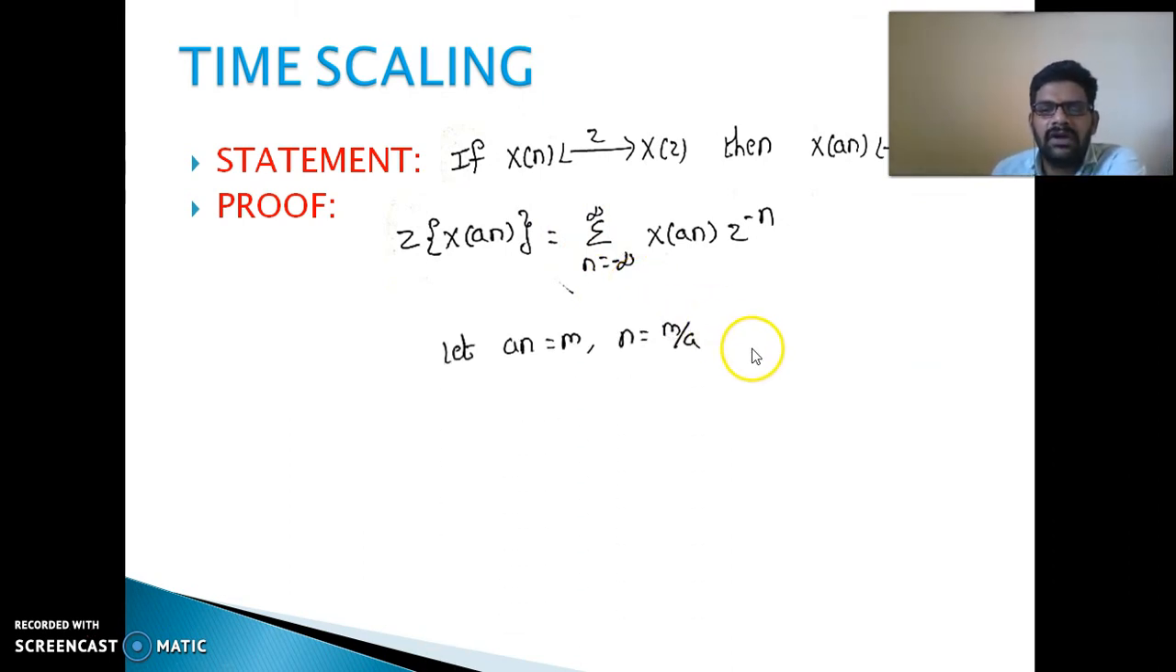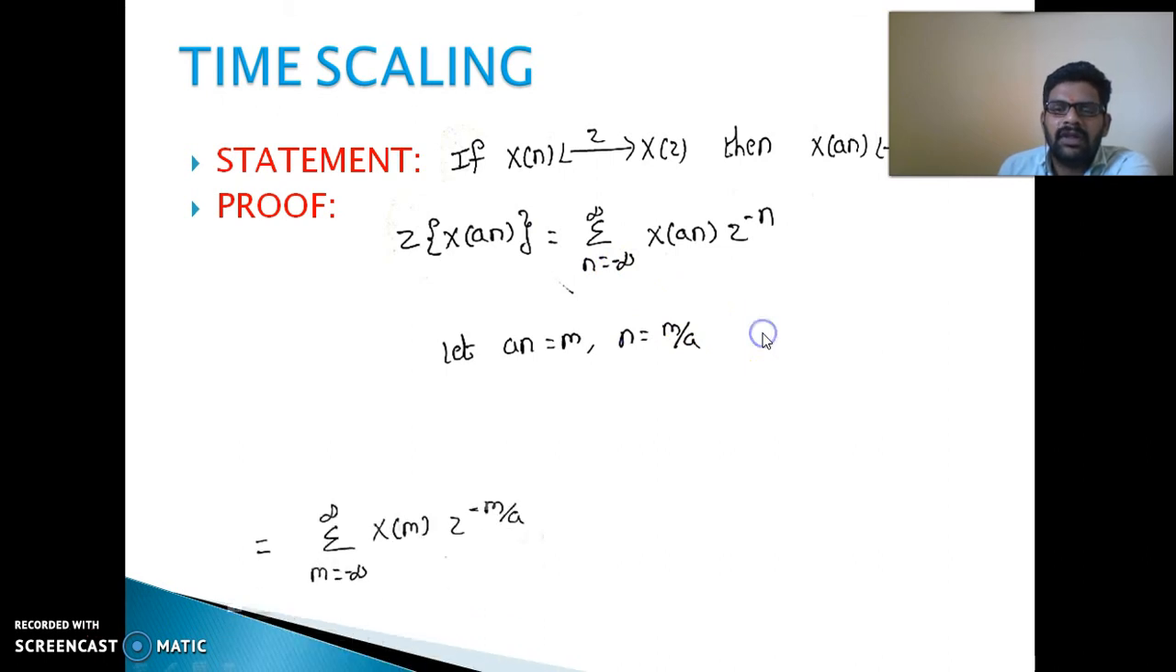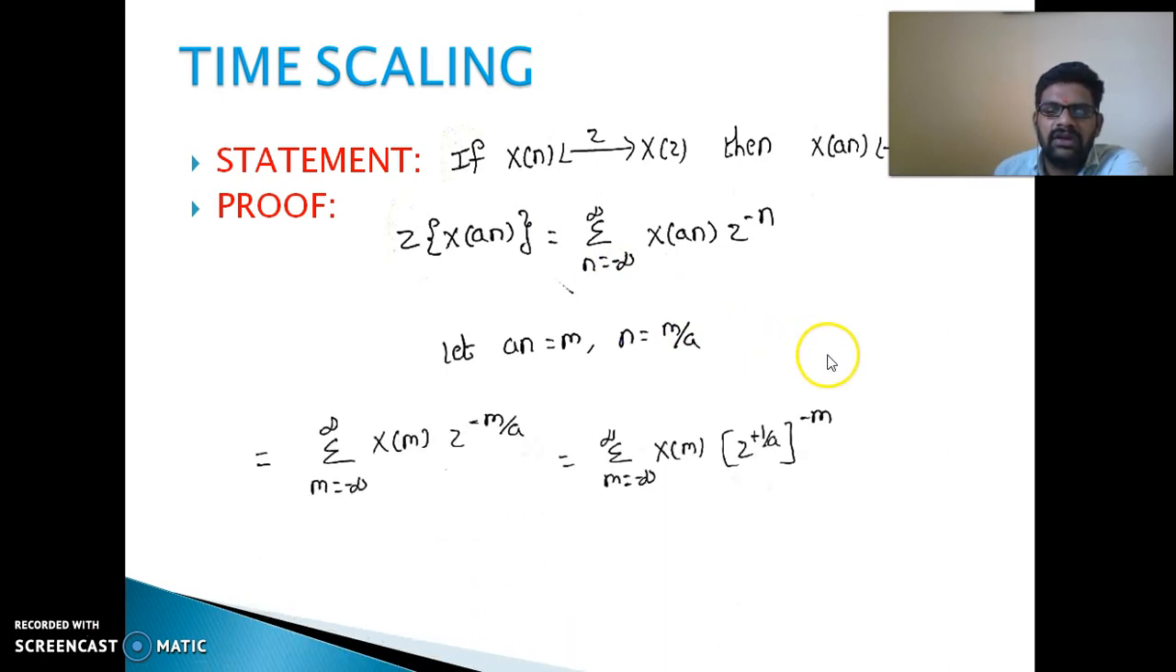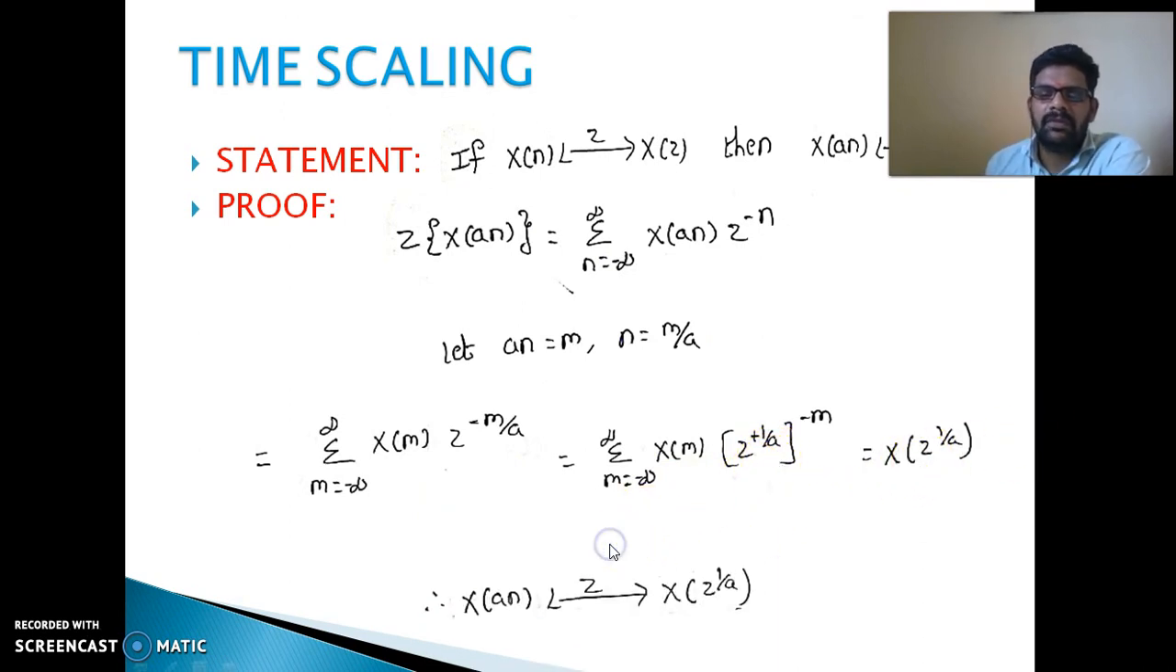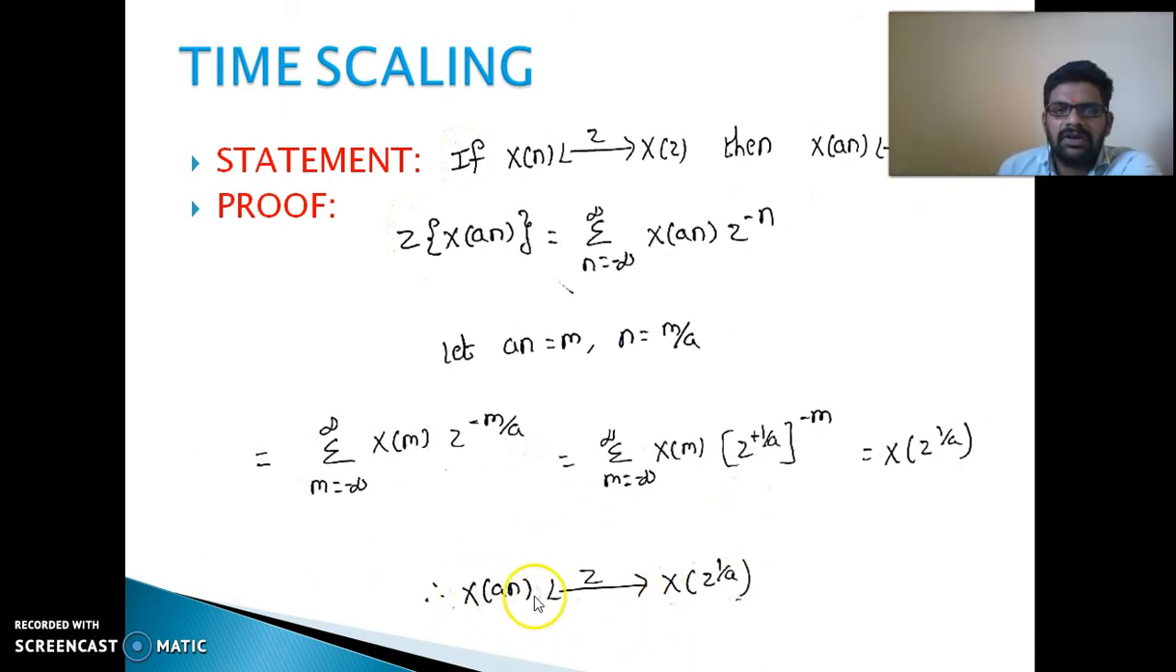Now let an be equal to some constant m. Then n equals m by a. Substituting the same relations in the above expression, sigma m equal to minus infinity to plus infinity x of m into Z power minus m by a. So you can rewrite Z power minus m by a as Z power 1 by a, whole power minus m. So instead of Z we are having Z power 1 by a. So it is equal to X of Z power 1 by a. So the time scaling property is x of an is a Z transform pair with X of Z power 1 by a.